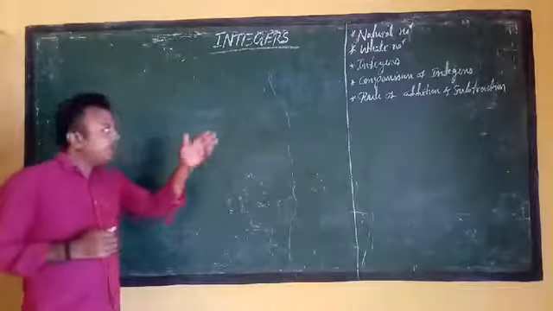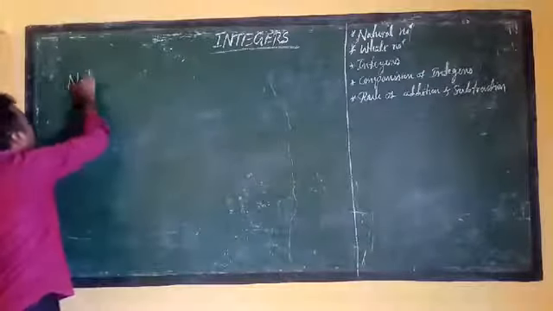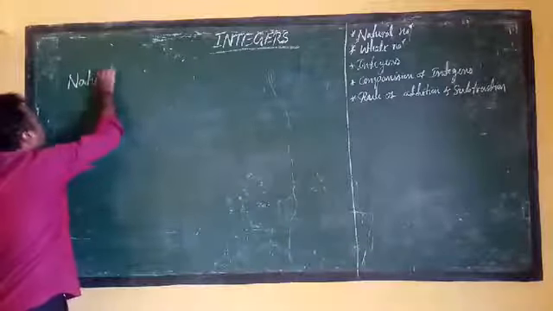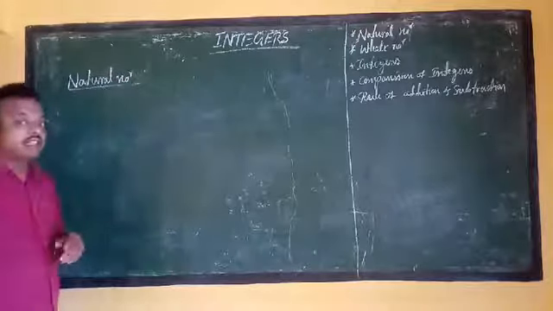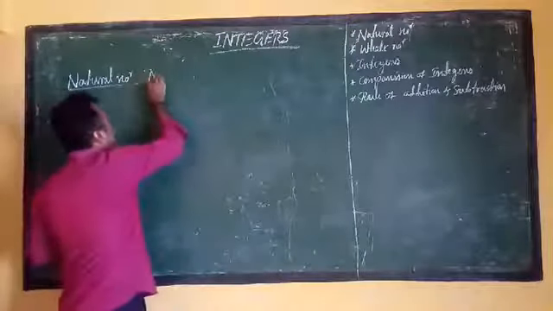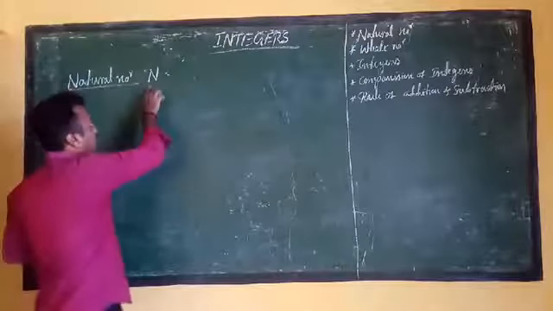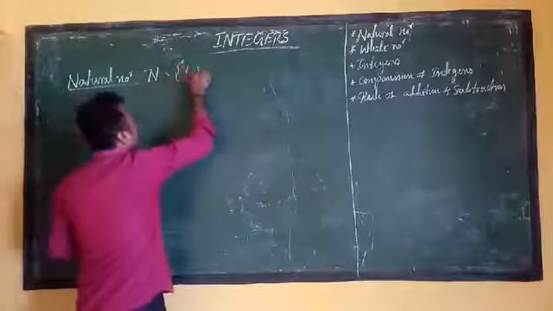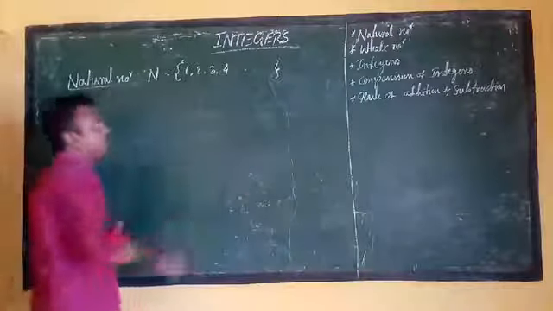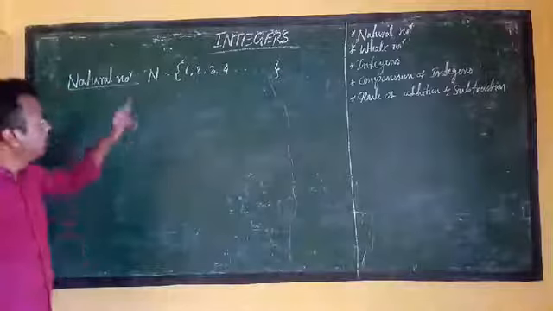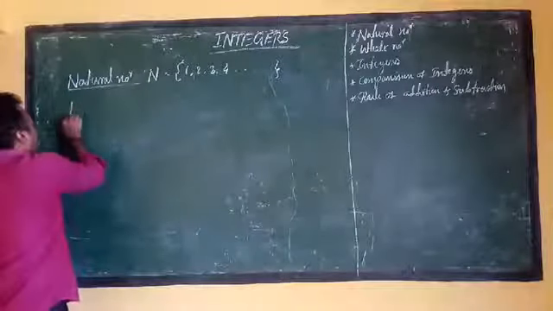So we can recall once again the natural numbers. What do you mean by a natural number? Natural numbers means the counting numbers. The natural numbers can be represented by the letter N. The counting numbers 1, 2, 3, 4, and so on up to infinity. This is called what? Natural numbers.